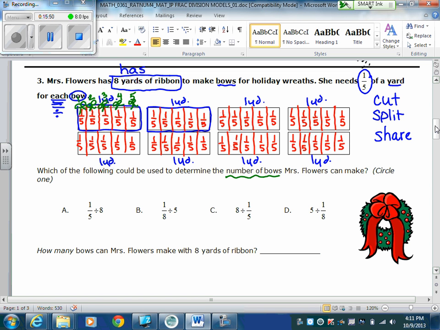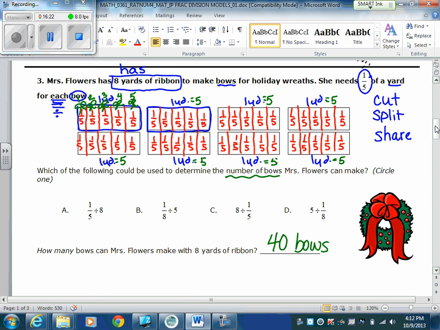Well, if I can make 5 bows out of the first yard, I can make 5 bows out of the second, and 5 out of the third, and all the way across. So if I'm looking for the number of total bows that she can make, it would be 5, 10, 15, 20, 25, 30, 35, 40. She can make 40 bows with 8 yards of ribbon.